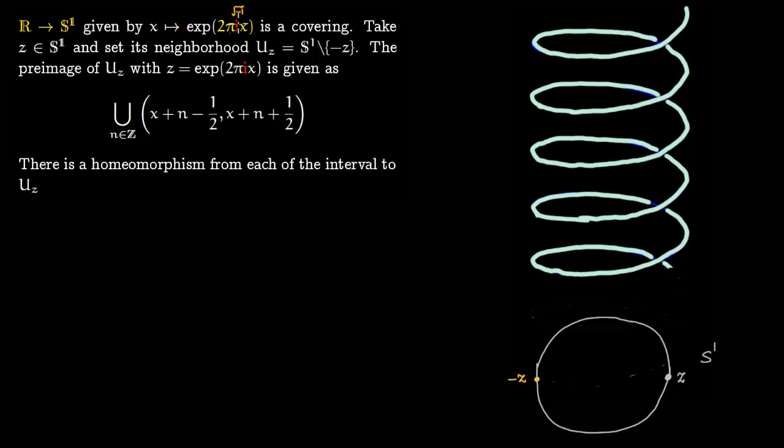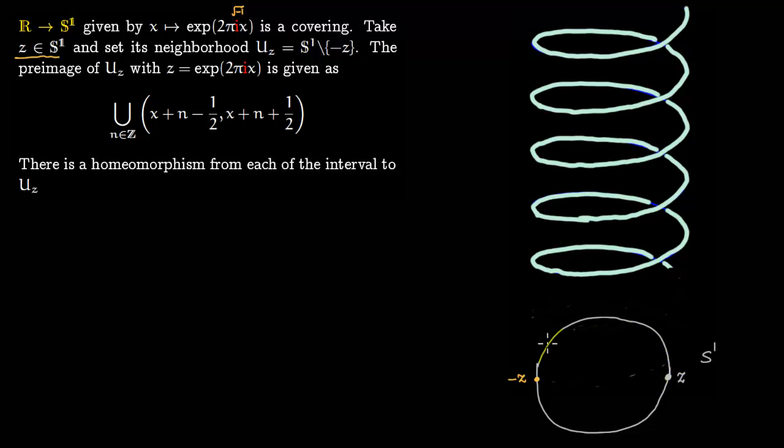And you can see this is a wrapping around a circle because you know that the exponential of 2 pi i x, you can write it as cosine x plus i sine x, where i is square root of -1. Now to show that this is a covering, we have to take some point z in S1 and then take its neighborhood and show that the neighborhood is trivially covered. So we have to formally define the neighborhood. So neighborhood we define as U of z as S1, and then you take minus z out.